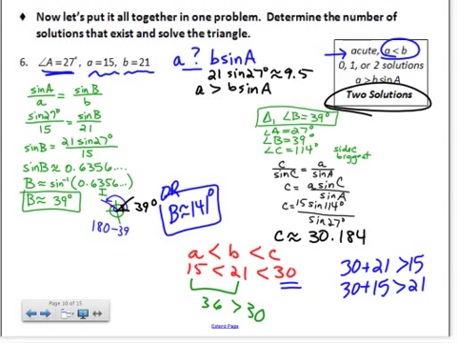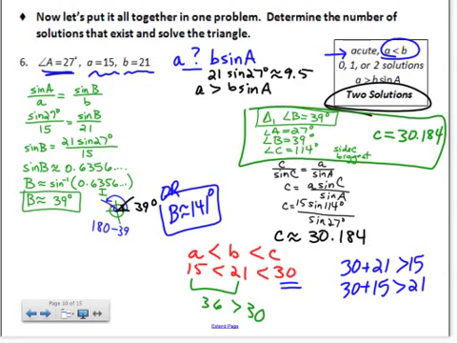Now that's just with this triangle, right? So what we have is, if this is true, then side C is 30.184. And there is the first triangle. But we have another possibility, and we're going to do that on the next slide.